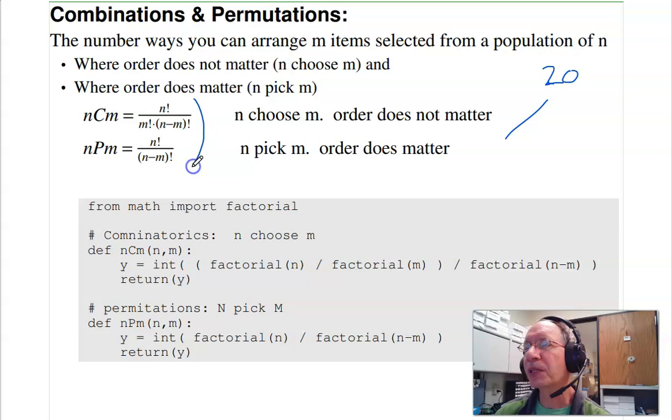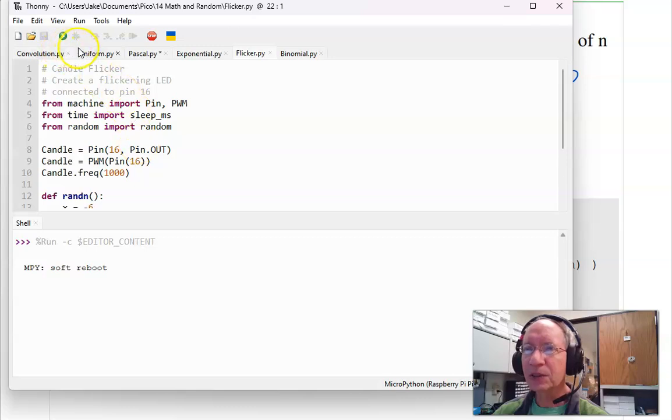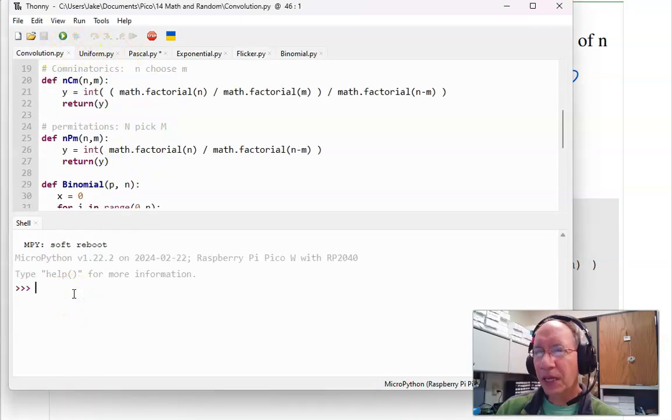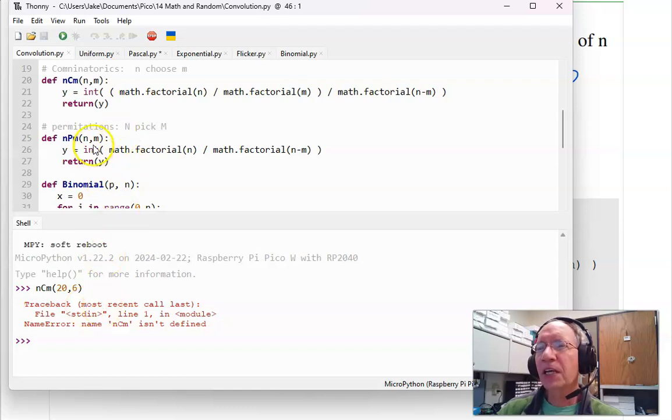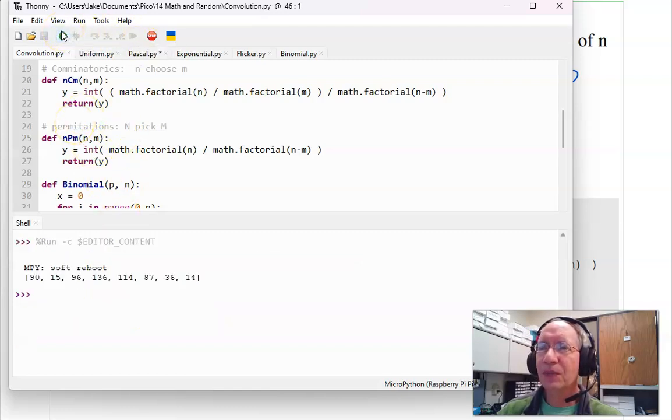Now these don't exist in MicroPython, but I can write those routines fairly easily. I'll just define n choose m as the integer of this ratio, and permutations would just be the ratio. And to see what that does, let's go to Python. n choose m of 20, 6 is not a valid function. If I run this, that loads it into memory. And now I can say, what is n choose m, 20 people choose 6? There's 38,000 different ways I can pick 6 players for a volleyball team from a population of 20.